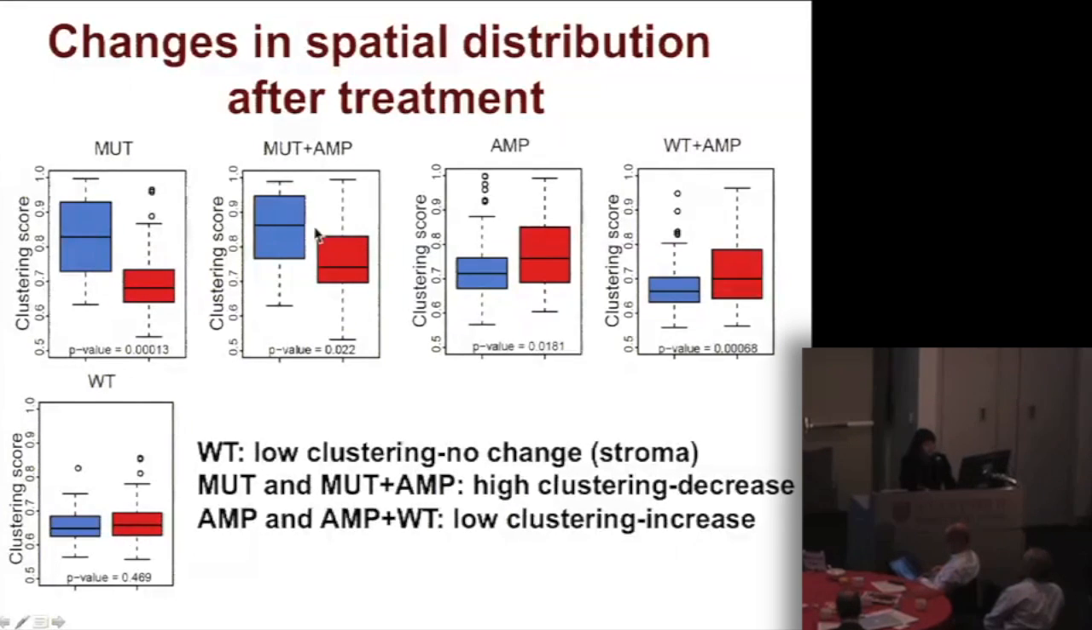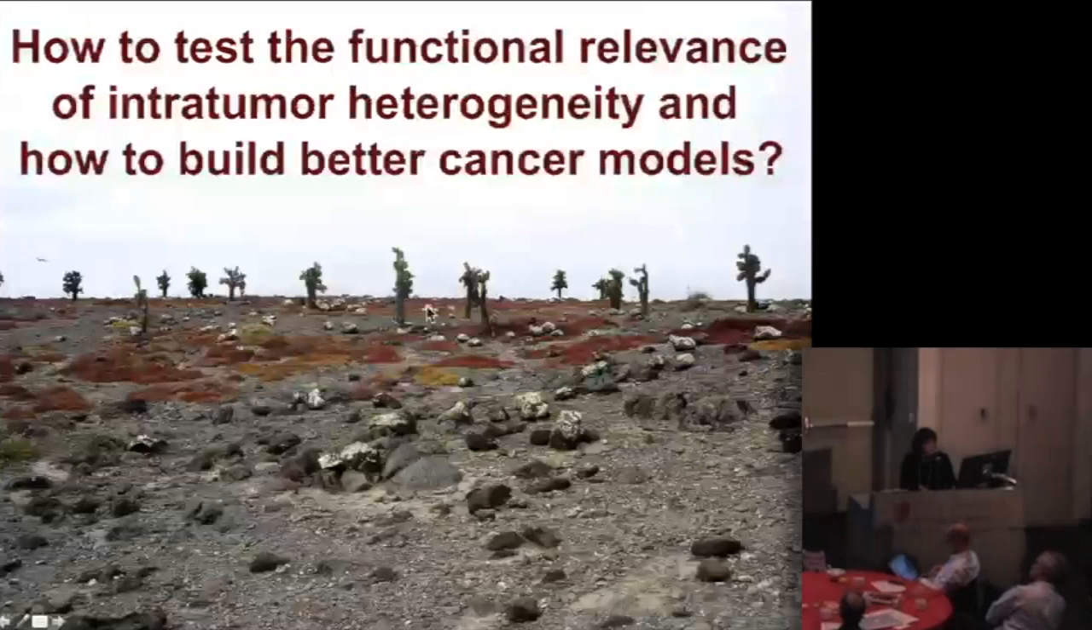In contrast, the mutant cells had very high clustering, and it somewhat decreased after treatment, both the mutant and the mutant amplified cells. In contrast, for the amplified or wild-type amplified cells, there was lower clustering, but this increased after treatment. And again, this could mean that the mutant cells actually are more migratory and invasive. And Carlos Ortega created this transgenic model of HER2-positive PI3 kinase mutant breast cancer. And in mice, they have very nice observations that really parallel what we see in patients in terms of this heterogeneity and the changes in heterogeneity in treatment.